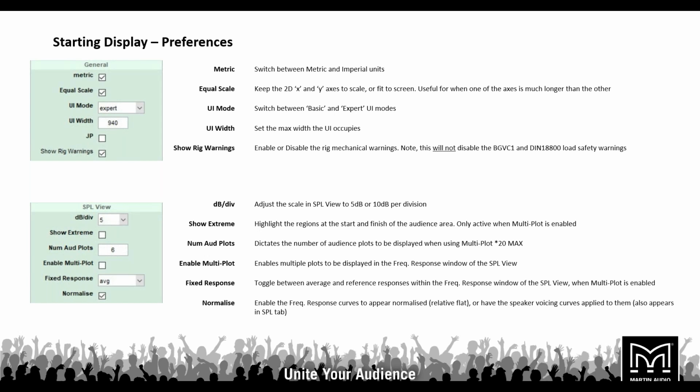Multiplot enables multiple plots to be displayed in the frequency response. So when you look at the SPL view and you have just the average and the reference point there, and everything else is movable, now you can have multiple at different locations at the venue or off the venue. So if you want to just print that so you can see how the system is behaving with distance, you can just enable multiplot, and then you can just choose the number of audience plots to be displayed.